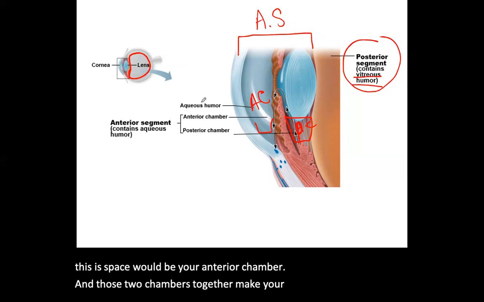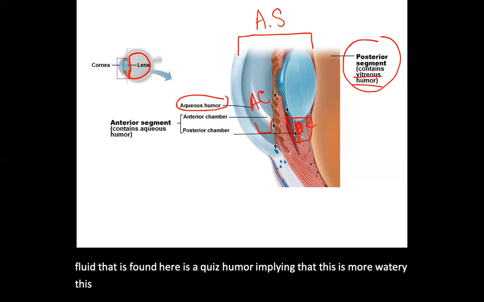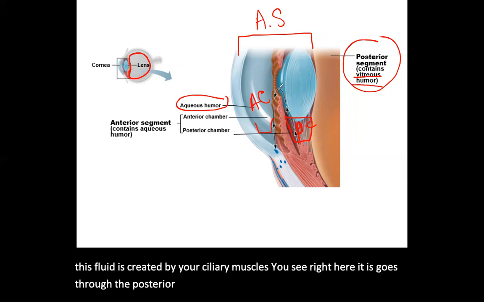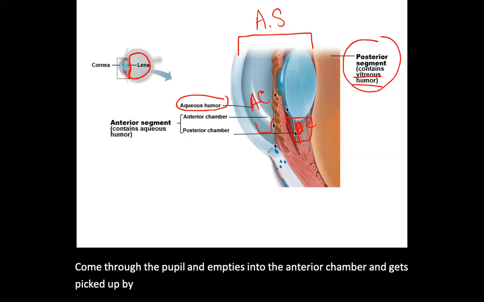Now, the fluid found here is aqueous humor, implying that this is more watery. This fluid is created by your ciliary muscles, which you see right here. It goes through the posterior chamber, comes through the pupil, and empties into the anterior chamber, where it gets picked up by your scleral sinus and then is recycled back into your bloodstream.